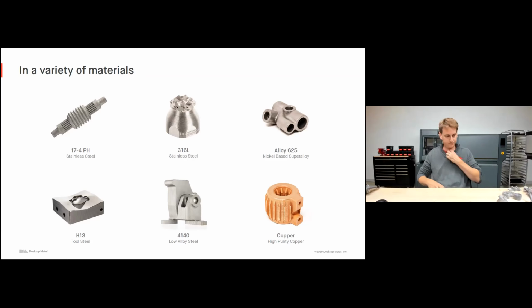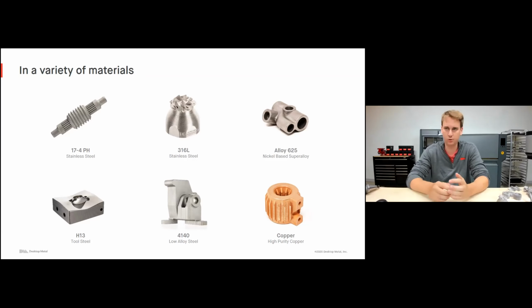17-4 stainless steel, excellent material for its excellent mechanical properties and relatively good corrosion properties. 316L, another common stainless steel. It's a little bit better at high temperatures and in some corrosion environments. Alloy 625, also known as Inconel, excellent at very high temperatures in some specific corrosion environments. H13, very common tool steel, has excellent hot hardness values, makes it excellent for hot work and cold working applications. It also is great for high temperature cycling.